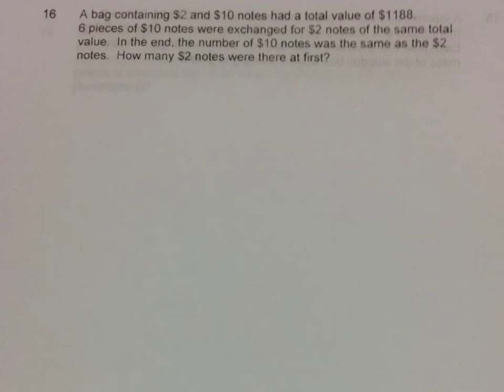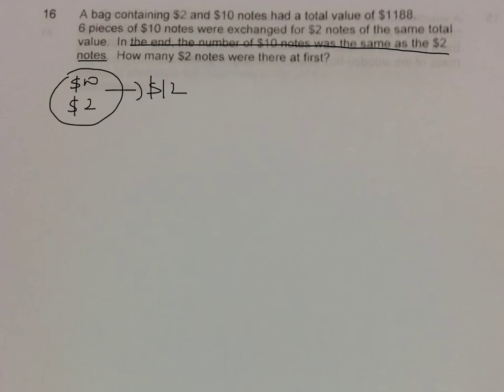Okay, question 16. A bag containing $2 and $10 notes had a total value of $1188. 6 pieces of $10 notes were exchanged for $2 notes of the same value. In the end, the number of $10 notes was the same as the $2 notes. How many $2 notes were there at first? They said that in the end, the number of $10 notes is the same as the number of $2 notes. Means that in one set, there's one $10 and one $2, and this value is actually $12.